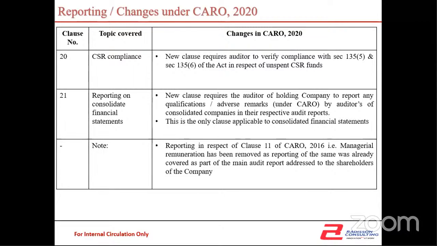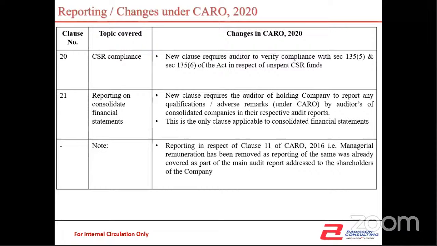Up to CARO 2016, there was no reporting required for consolidated financial statements. This is the first time that a reporting is required for consolidated financial statements. So, if there are 5 companies, a holding company and 4 subsidiary companies, the auditors of the subsidiary companies will be called the component auditors. If the component auditors have made any adverse remark in their respective CARO reports, then the auditor of the holding company is required to give reference to those adverse remarks in his CARO report of the consolidated financial statements.